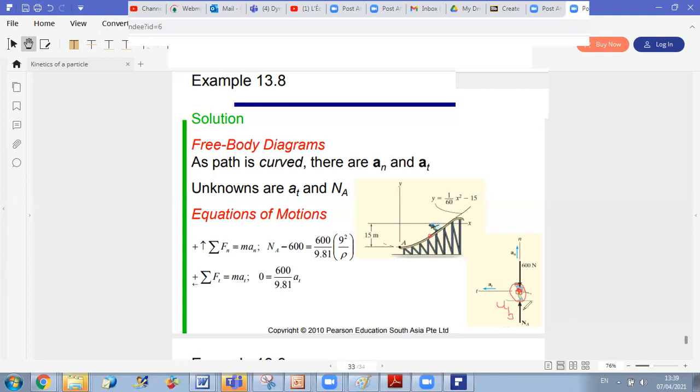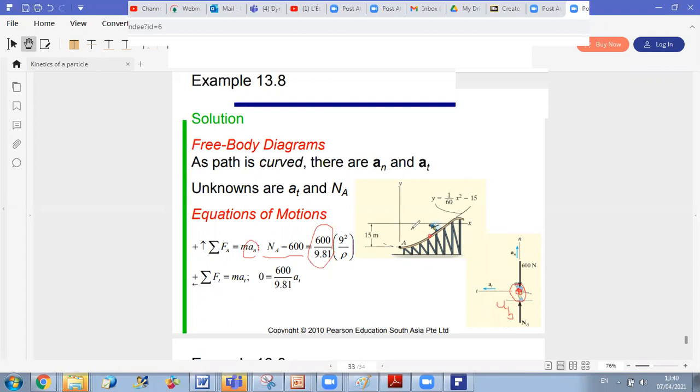So here, first, to get the normal reaction NA, we will use the sum of forces along N. Sum of N equals m AN. From this relation, NA is along positive N, so plus NA, and minus the weight, minus 600, equals the mass of the skier, which is its weight over g, times the normal acceleration. The normal acceleration is V squared over rho.